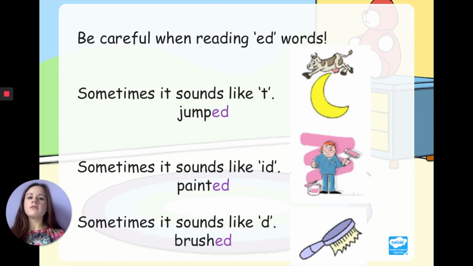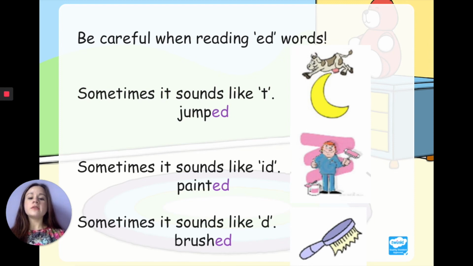But be careful when reading words with ed at the end, because it doesn't always sound like ed. If we take the word jump and add ed on the end, we don't say jump-ed, do we? We say jumped. So sometimes ed at the end of a word can sound like t: jumped. When we say paint in the past, we say painted. So sometimes ed at the end of a word can sound like id: painted.